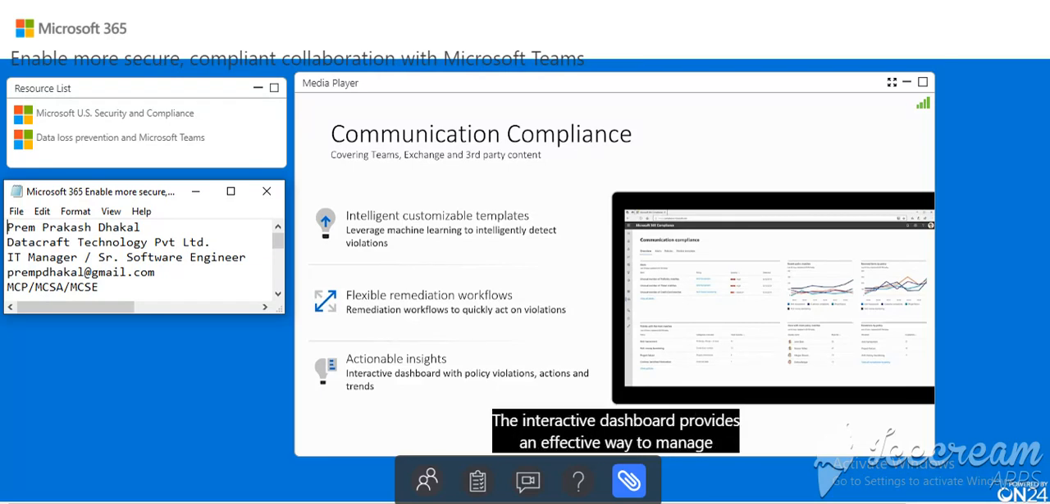The interactive dashboard provides an effective way to manage the growing volume of communication risks to ensure violations aren't missed. Proactive intelligent alerts on policy violations requiring immediate attention allow the supervisor to prioritize and focus on the most critical violations first. In addition, violations, actions, and trends by policy provide a quick view on the effectiveness of your program.